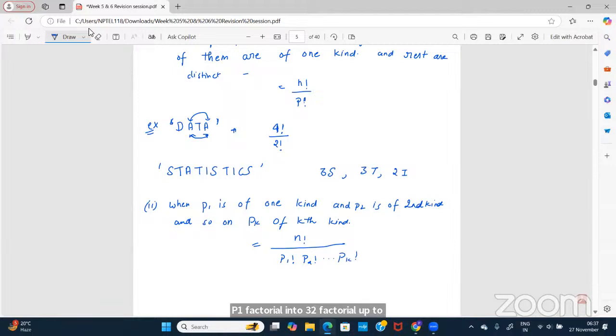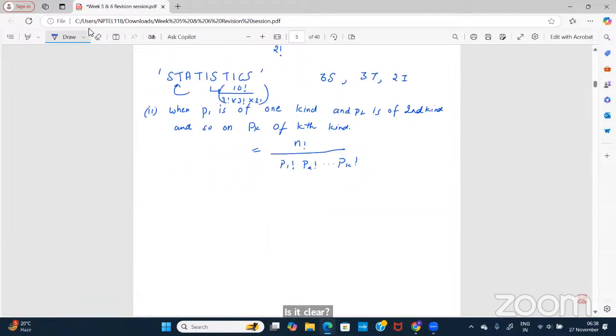Now for this question, the total number of letters in this word is 10. So the number of ways will be 10 factorial divided by 3 factorial into 3 factorial into 2 factorial, right? So this will be the total number of ways in which we can arrange the letters of the word statistics. Is it clear?